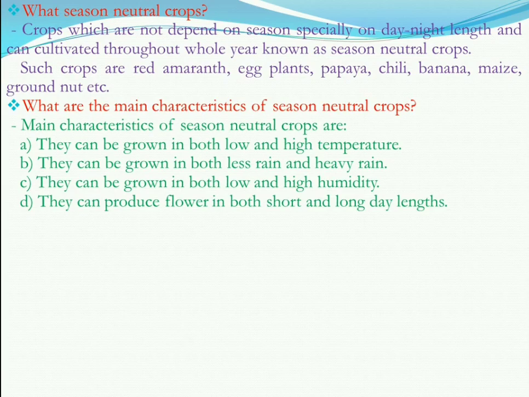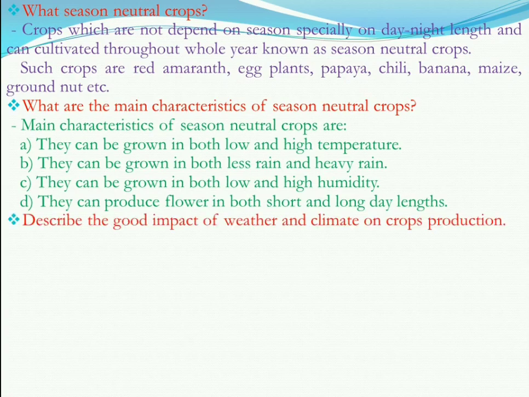Number B, the second characteristic is that they can be grown in both less rain and heavy rain. So heavy rainfall or shortage of rain is not a requirement of these crops. They can be grown in both low and high humidity. They can produce flowers in both short and long day lengths. Short day means when the sunlight stays for a short time, compared to the long day length. So these are the main characteristics of season neutral crops.